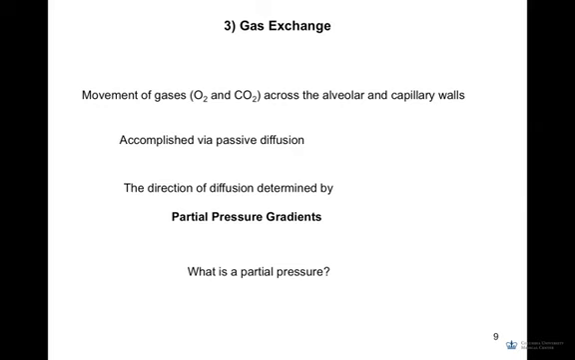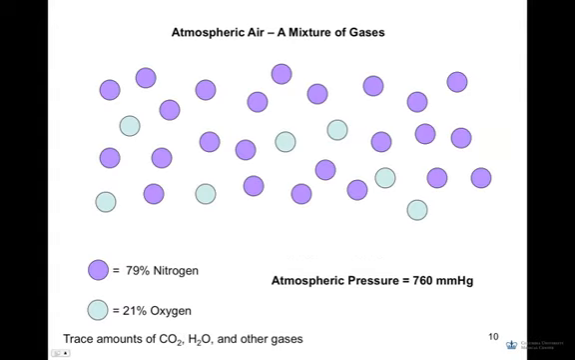Now, for gases, we don't talk about concentration gradients. What we actually talk about is something called a partial pressure gradient. So let's talk about what a partial pressure gradient is. So the pressure of a gas actually is a measure of the concentration of a gas. So this is the analogy.